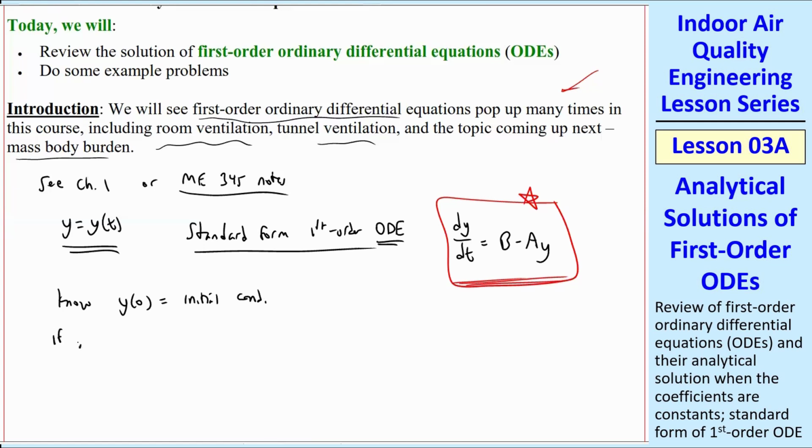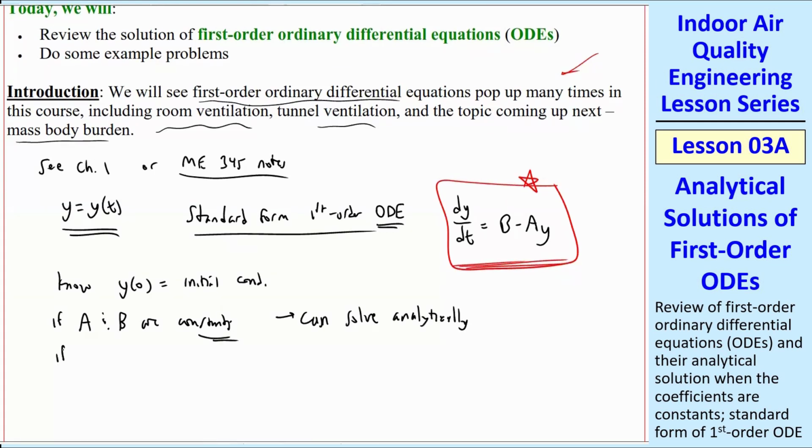In general, if a and b are constants, then you can solve analytically. In other words, we can get an equation. I'll show you that equation. If a and b are not constant, in other words, they're functions of time, some special cases you can do analytically, but you typically need a computer, and I'll show you how to do that also to solve these numerically. So we call that a numerical solution.